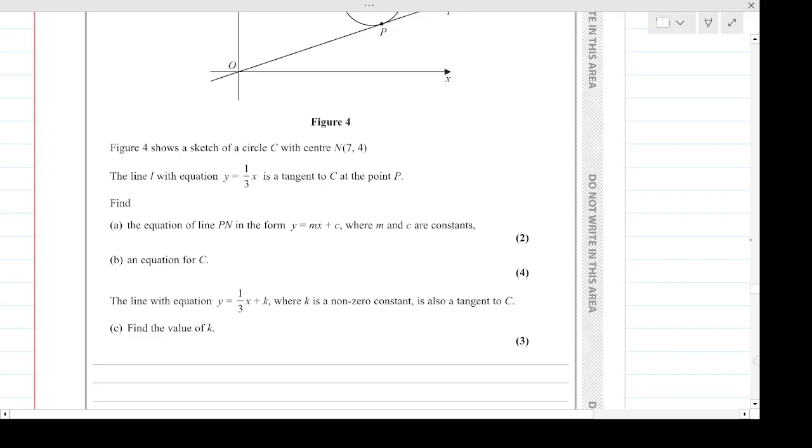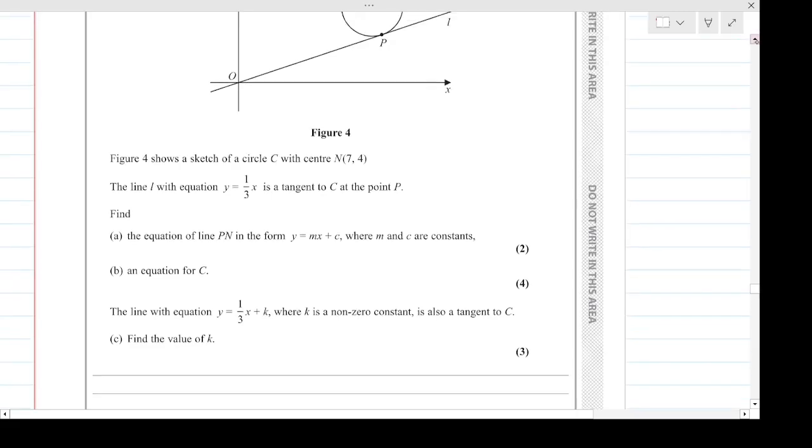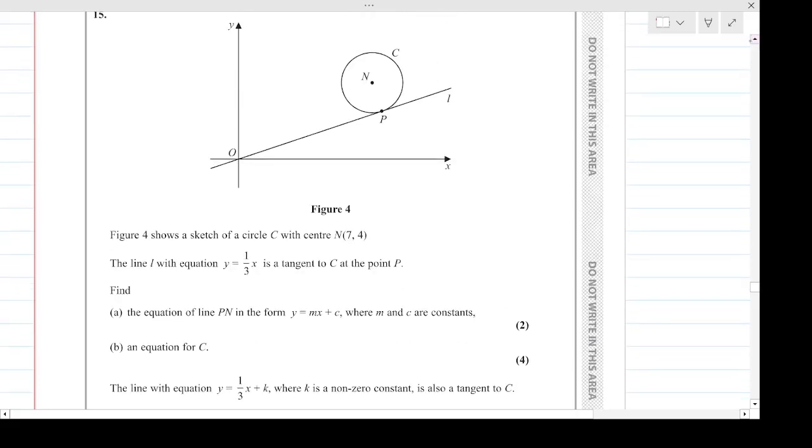Okay, this question here, question 15. I'm given figure 4, which shows a sketch of a circle with a centre N, which is (7, 4). I'm given the line L with equation y equals a third x, and it's a tangent to C at the point P. You can see that, right? It's just touching the circle at that point. I first need to find an equation of the line PN, the radius line at PN here.